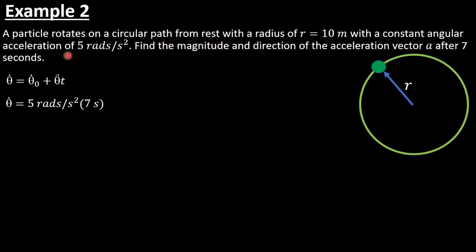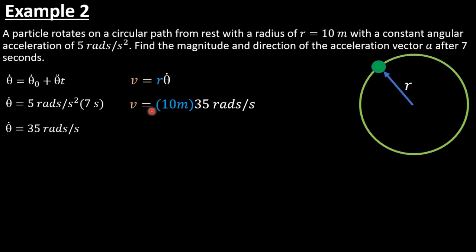And I know the constant angular acceleration is 5 radians per second squared. Okay, so this term was 0. Substitute theta double dot into there, and then substitute time into there, which I knew was 7 seconds. Multiply that to get theta dot equals 35 radians per second. And then we're going to use this equation here to find v. Substitute my numbers in, so I knew r was 10 meters, theta dot was 35 radians per second, to get v equals 350 meters per second.